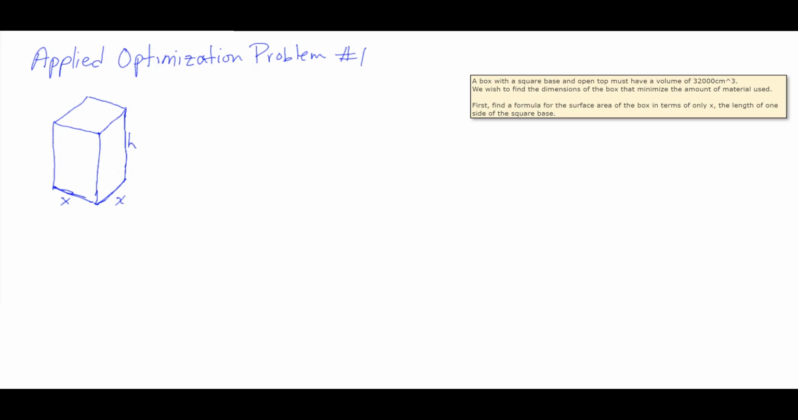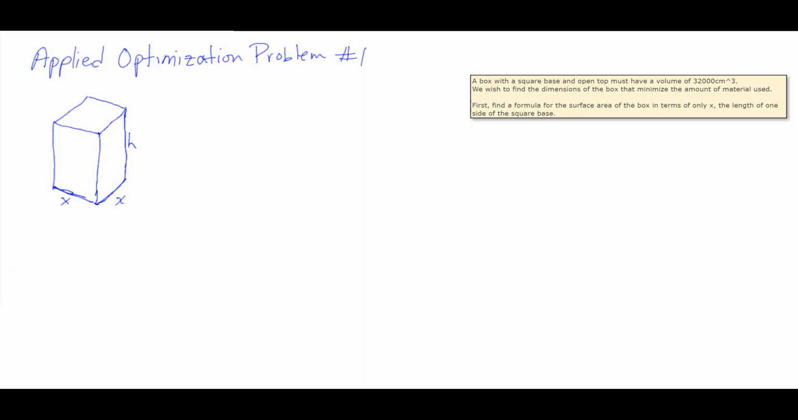Okay, so I'm just going to get you all started on this problem. So the base of the box is square. As you can see, I've drawn a box over here, and you can see that I have x that represents each length of the side. The height of the box, we don't know what it is, so I represent that by h.